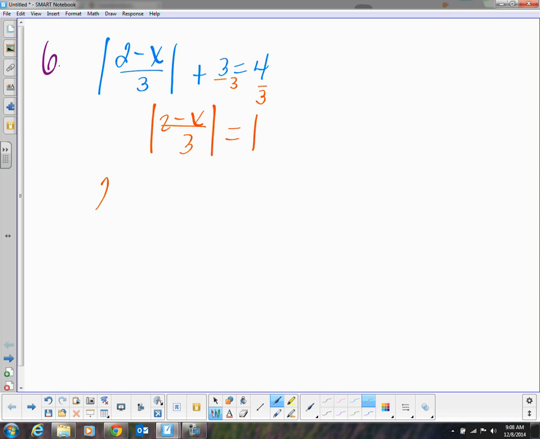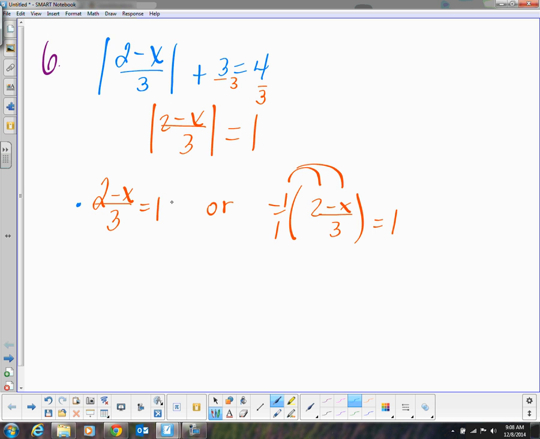Now, if you recall, we say 2 minus x over 3 equals 1, or we said the opposite of 2 minus x over 3 is equal to 1. You separate it into two equations. This is the same thing as negative 1. When you distribute, that will only be in the numerator. How do we eliminate fractions? Multiply by 3. So you're going to have 2 minus x equals 3.